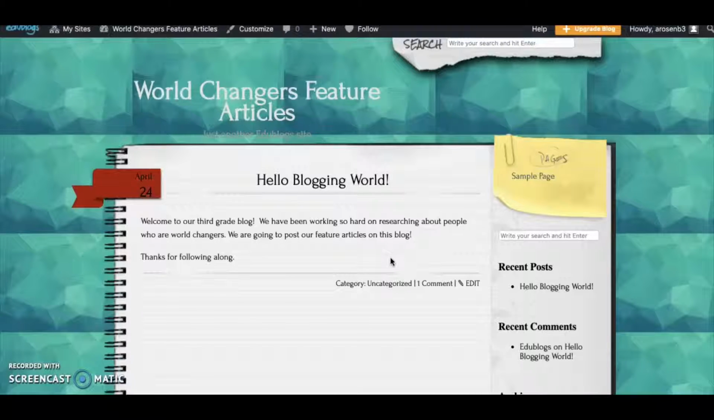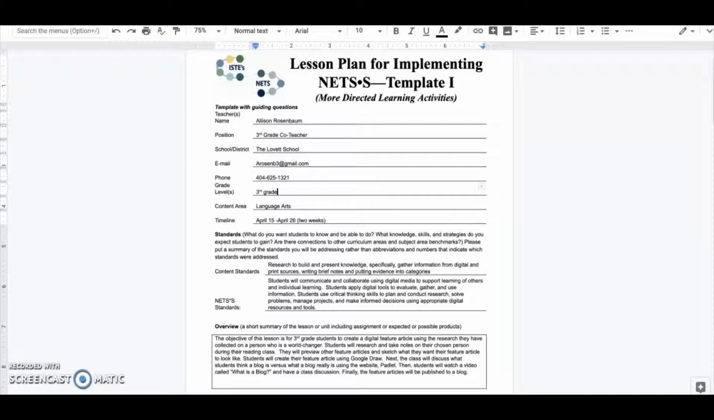A way that this lesson plan was differentiated was that students were able to get articles that were on their reading level. Also, some of the people that they were studying didn't have articles that were kid-friendly. So what we did is we printed the articles and then highlighted the language that we thought they would understand, and then they would synthesize that information and take notes on it themselves.